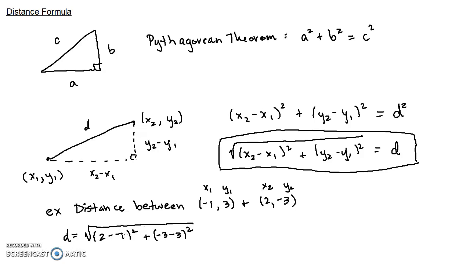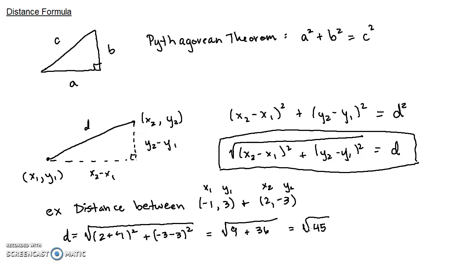Okay, this is where you've got to be careful on your signs. So 2 minus -1, remember minus minus is the same as plus, so that's going to be 2 plus 1, which is 3 squared, so that's 9. This one is going to be -6 squared. -6 squared is going to come out positive, and that's going to be 36. And we get the square root of 45.